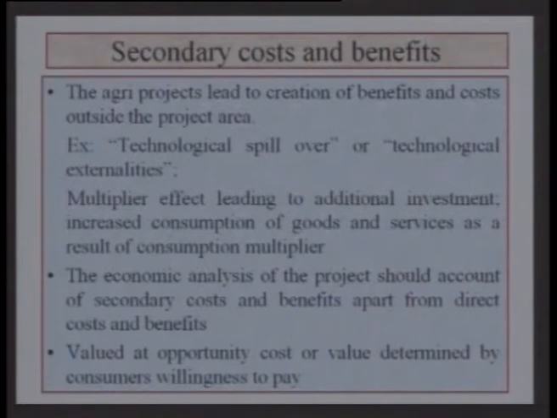For example, the technological spillover or technological externalities. Say a high yielding variety of seed is propagated in a particular village, but that also leads to adoption of those varieties in the neighboring villages. That is what is called the technological spillover, a benefit of a project taken up in a particular small village that has generated benefits outside the project area also. Then the multiplier effects leading to additional investment and increased consumption of goods and services as a result of the consumption multiplier need to be taken into consideration while evaluating the project.